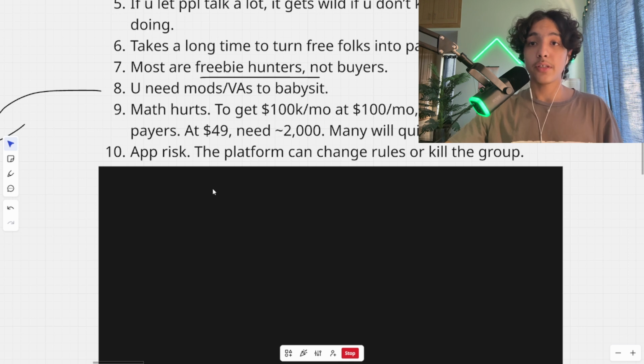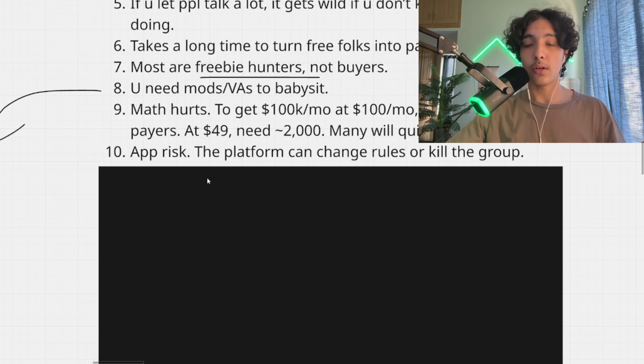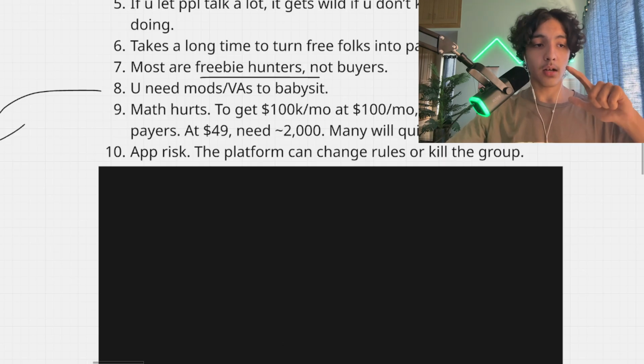Next, there's also app risk. The platform can instantly just change the rules or kill the group. This has happened to many Discord groups. You will get killed if you don't actually moderate properly. Your group is going to get destroyed.